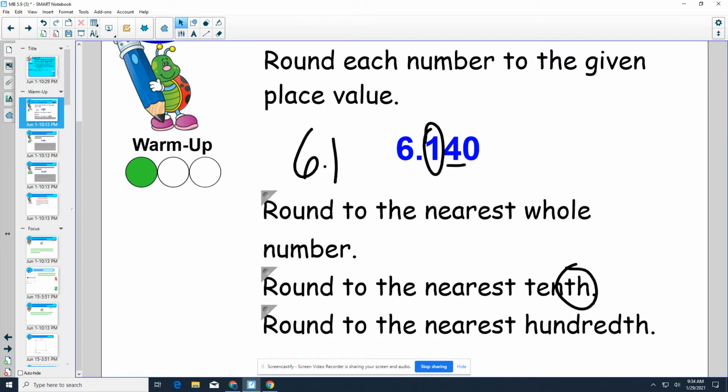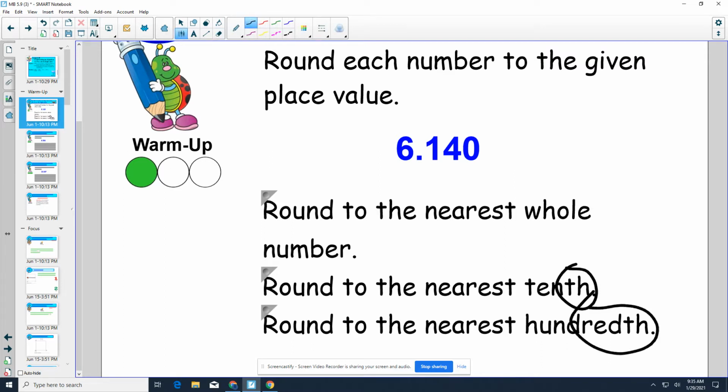And then our last one here says round to the nearest hundredths place. So I go to the hundredths, and I see to the right it's 0, so I'm going to round down. So it'd be 6 and 14 hundredths. And so you can go through and do that for the next set.